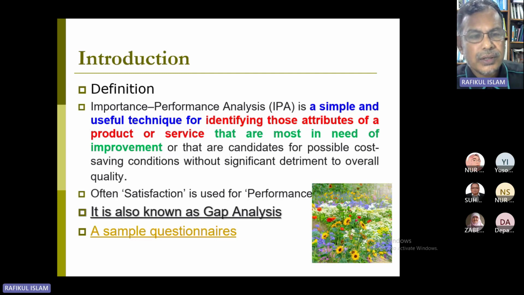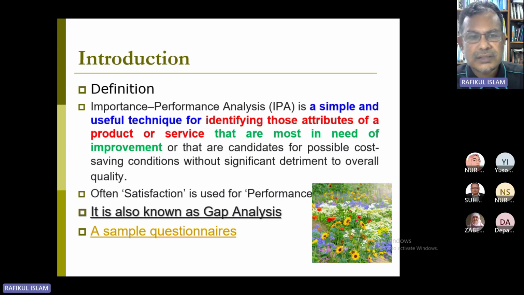So what actually is importance performance analysis? It is a simple and useful technique for identifying those attributes of a product or a service that are most in need of improvement. We all know that in quality management and operations management, there are many things we look at for improvement. This is the bread and butter of quality management, I would say. So what are the things we need to improve? IP analysis, if we apply it, can elegantly give us those ideas about where more effort should be made for improvement.